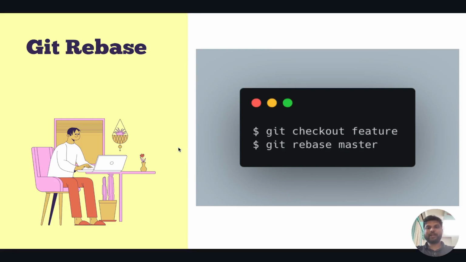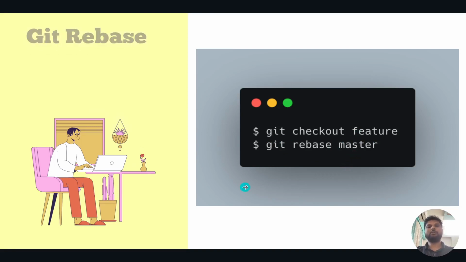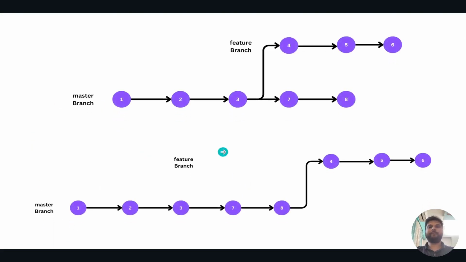Now let's look at git rebase. The commands shown on the screen are the commands to rebase feature onto the master branch. So you check out the feature branch and you run git rebase master. Now all the changes which are in master are in your feature branch. So how is that operation performed? The git history prior to this operation looks like this. We have the master branch and the feature branch, and the commits are 1, 2, 3. The feature branch has commits 4, 5, 6 and the divergent master has commits 7, 8.